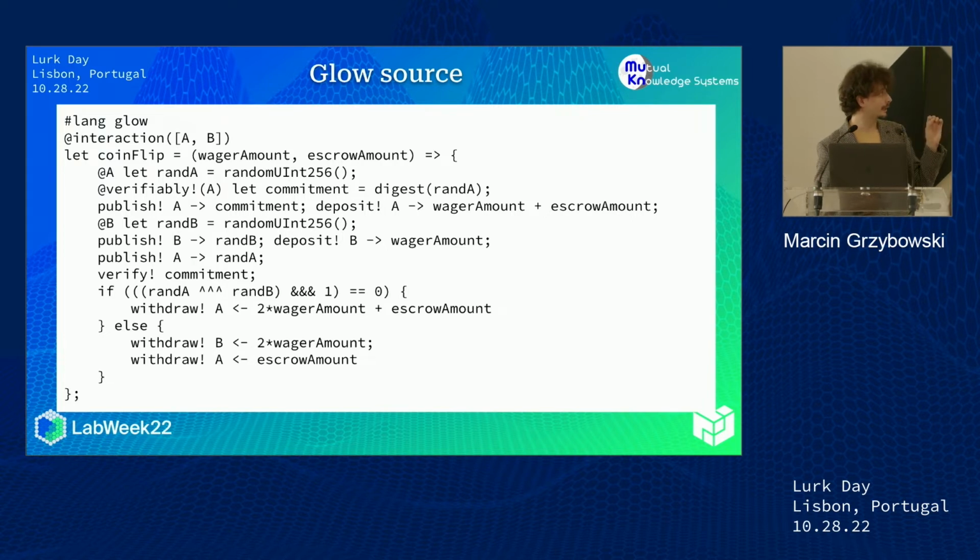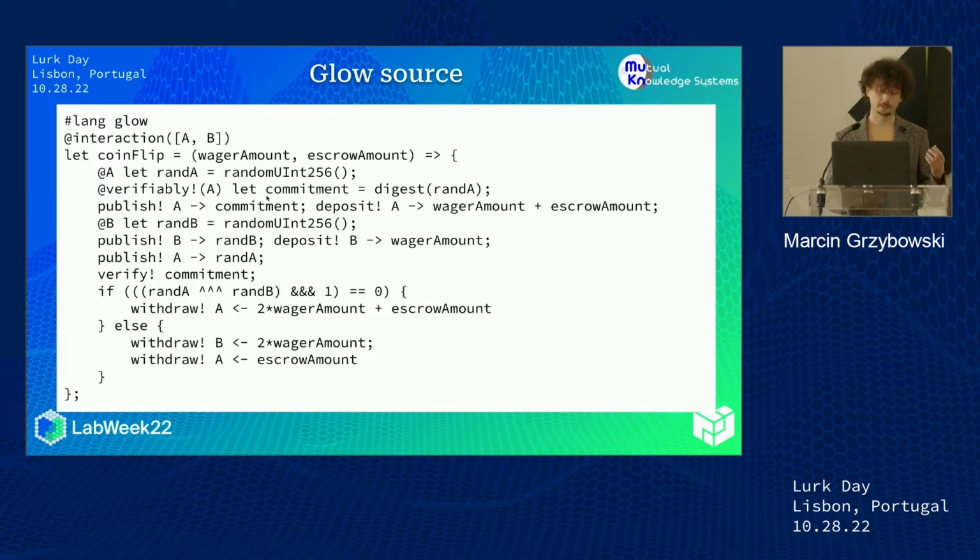So this is the code for a simple game between two participants. This is a simple coin flip game. At the beginning we have a description and a list of participants. The two participants playing this game are A and B. Here are the parameters of this interaction, wager amount and escrow amount. At the beginning, participant A is randomly selecting some number.